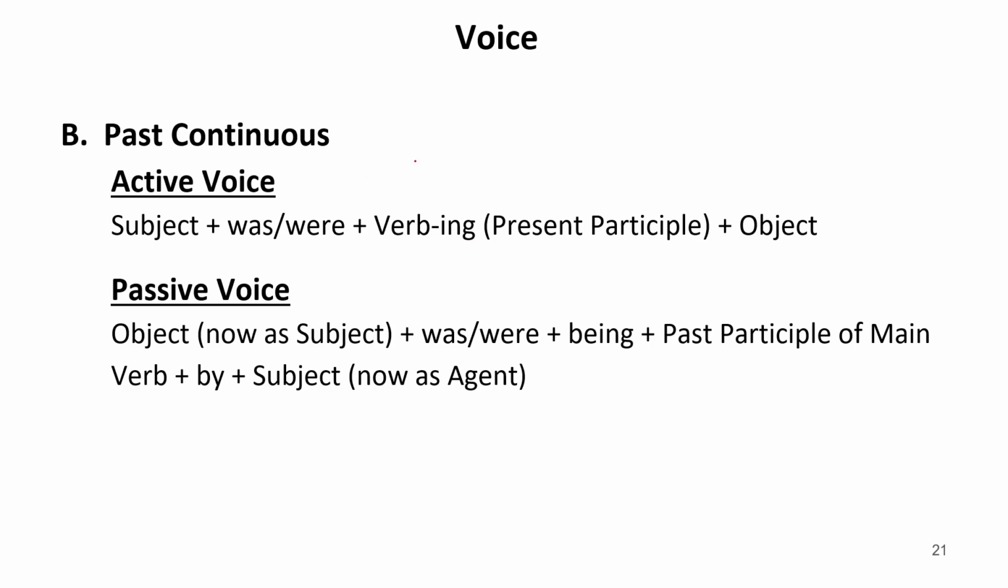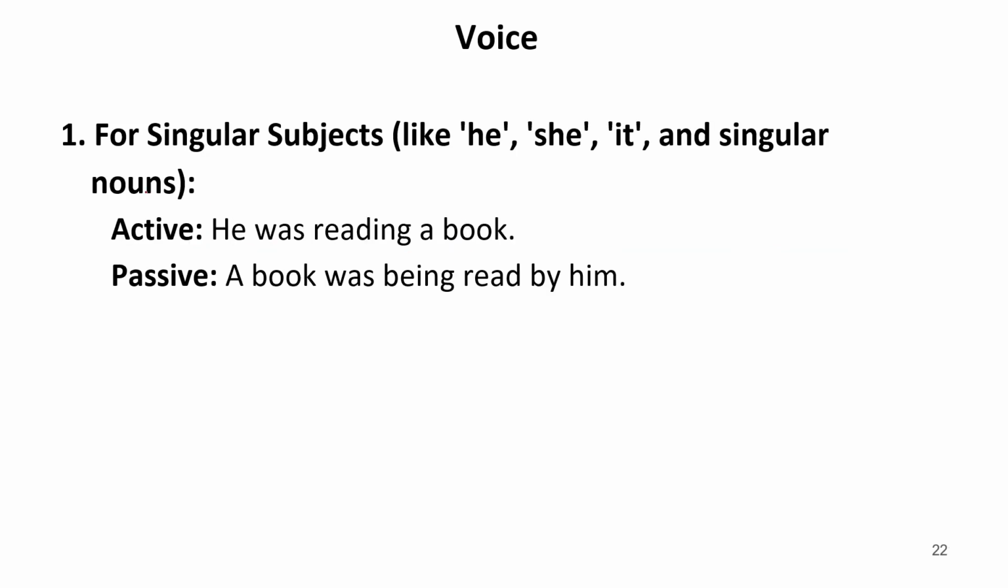Now for the past continuous, again being should be kept in mind. Subject plus verb plus ing, that is the present participle, and object. Now object now as subject, was/were plus being plus the past participle of the main verb, and subject as an agent. Now for singular subjects: he was reading a book.